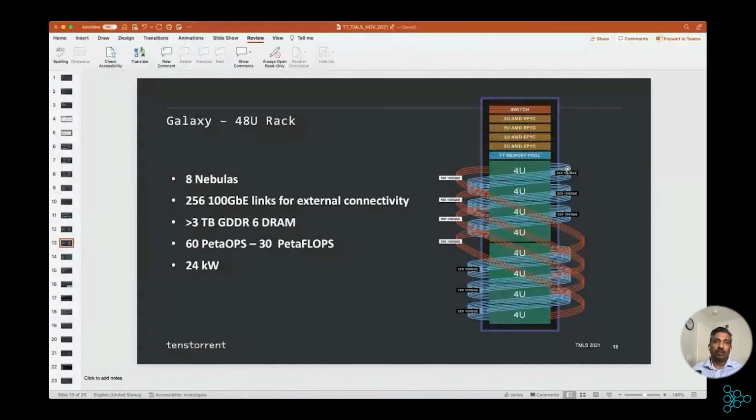So this is another configuration. We just saw the server configuration. This is a rack configuration where 8 Nebulas are interconnected using the Ethernet to form a rack. You can see here, along with our Nebula, along with our Wormhole modules, on the top, you can see a general purpose AMD EPYC based compute and a memory pool, which really opens up the capabilities on training.